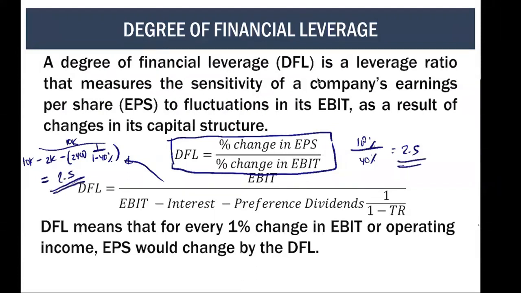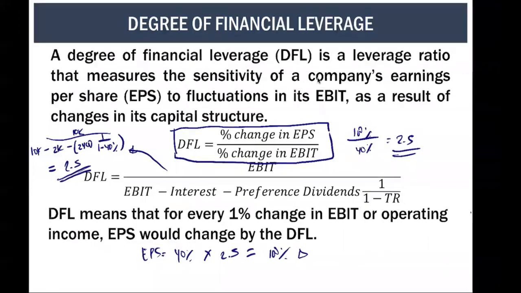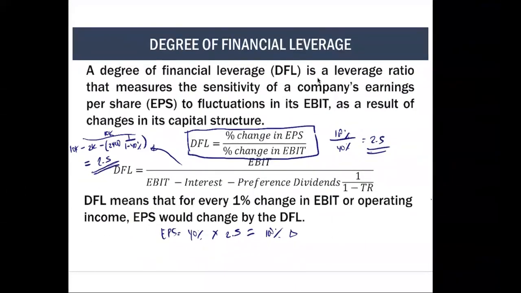Okay? So whether you use the first formula or the second formula, you will get the same degree of financial leverage. DFL means that for every 1% change in EBIT or operating income, EPS would change by the DFL. Let's see. So if there is a 40% change in EBIT, you multiply it to your DFL, you will get now your EPS, 100% change. Is it correct? Yes, because we have computed that a while back. That if we have 40% increase or decrease, we have 100% change because of the DFL.